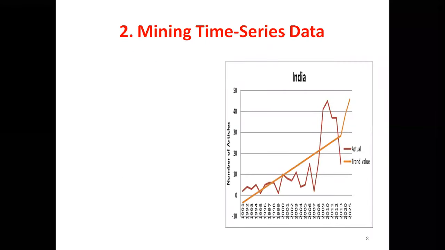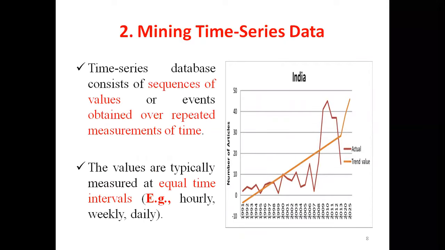Here, the first important one is mining time series data. What exactly is time series data? It's based on a monthly basis, yearly basis. Here, the time series database consists of a sequence of values, for example, the number of airlines in the year, and then in 2025 it may be ranging. The year consists of a sequence of values or events obtained over repeated measurement of time.